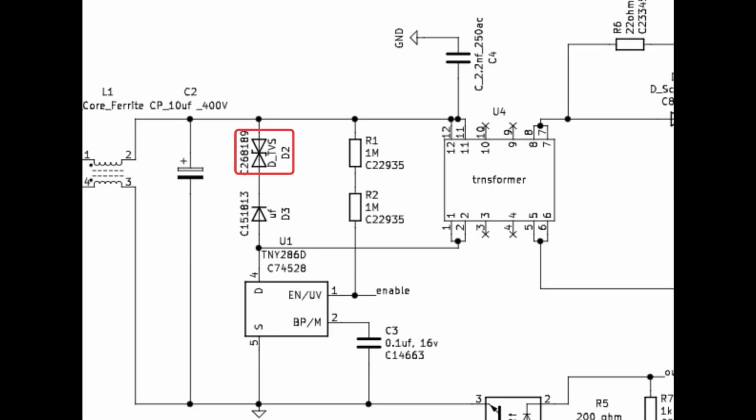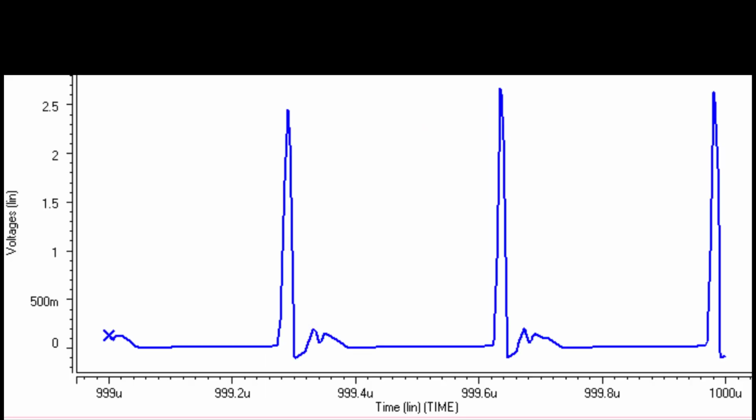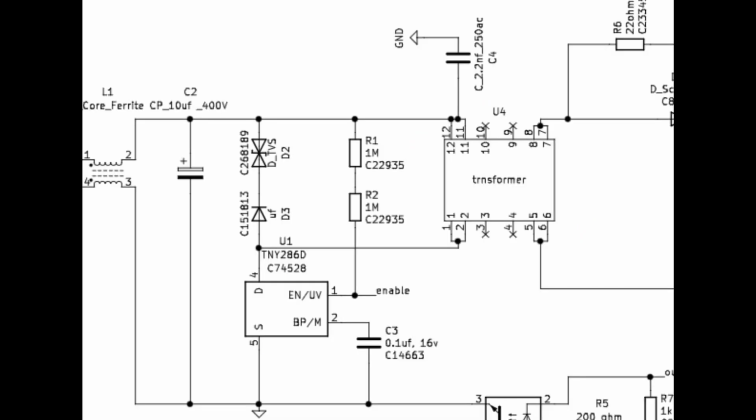In the circuit, D2 is TVS diode and D3 is ultra-fast recovery diode. What is the use of TVS diode in our circuit? The transformer acts as a huge inductor. Therefore, during the switching of cycle, the transformer creates high voltage spikes. TVS diode is used to protect the circuit from such high voltage spikes.